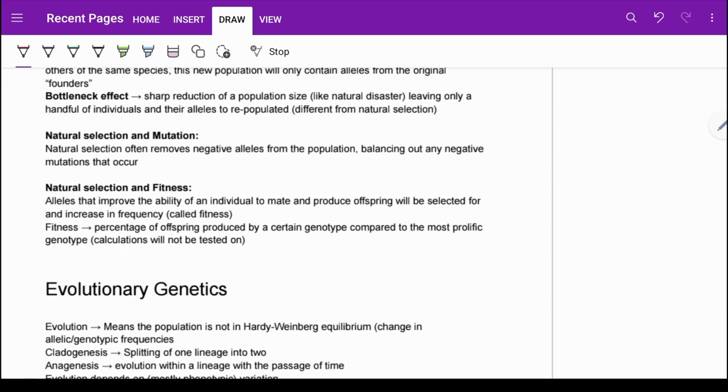We also have natural selection and mutation. Natural selection often removes negative alleles from the population, and that can usually balance out negative mutations that occur. Of course, then we talk about different settings where that doesn't happen.